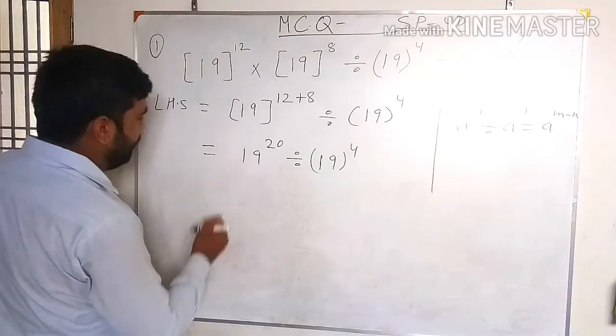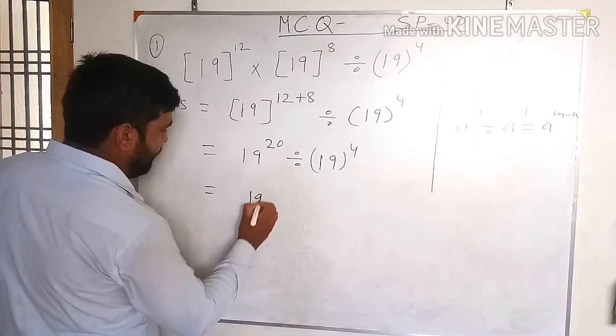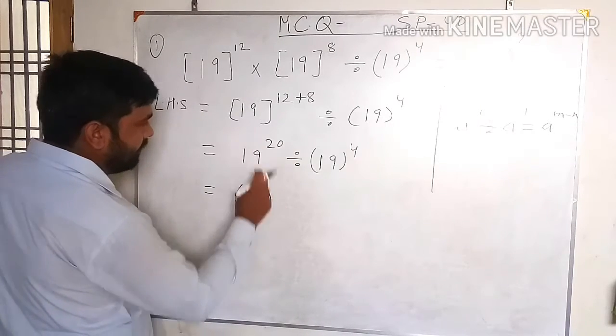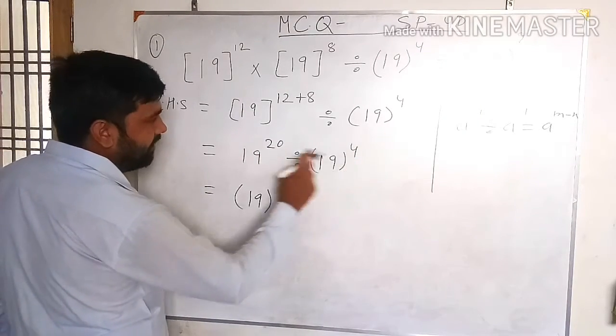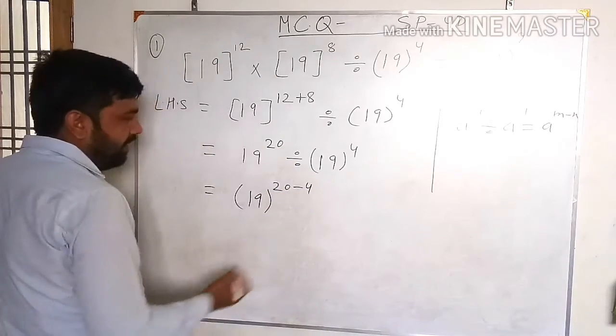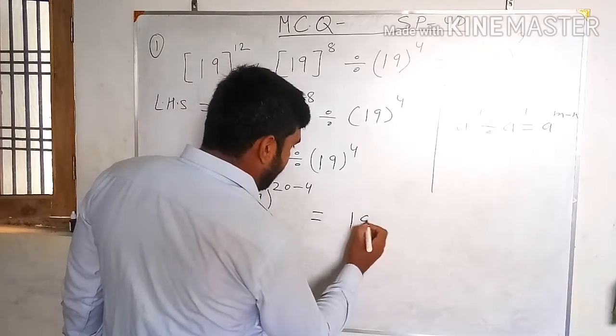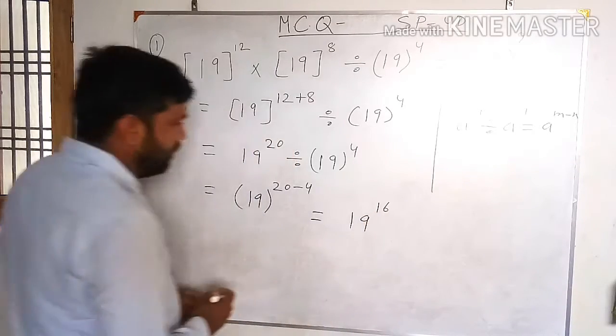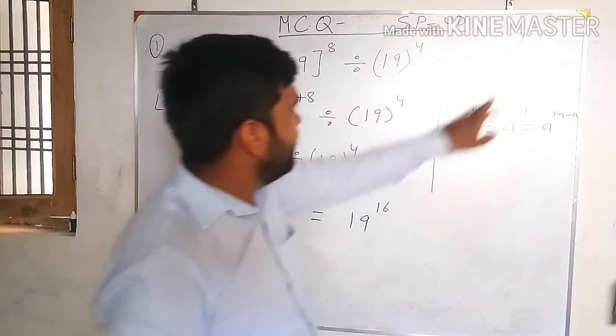So here what will be the value? Take the base common, base is 19. Now subtract the power. First power minus second power, that is 20 minus 4. So what will it give? 19 to the power 20 minus 4 gives you 16. Now you compare it here. What did we get as the power? 16.